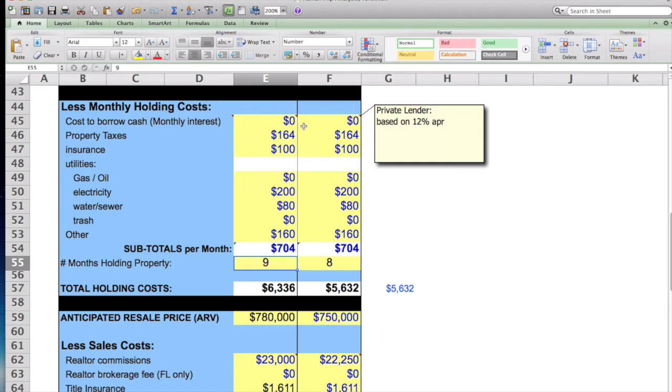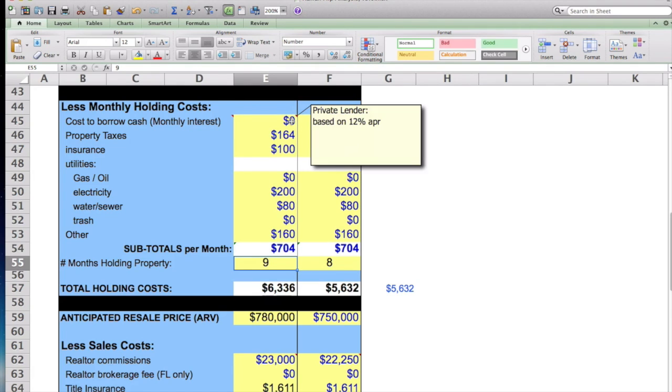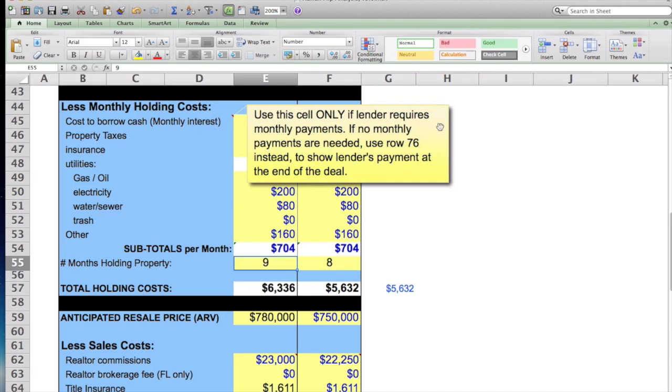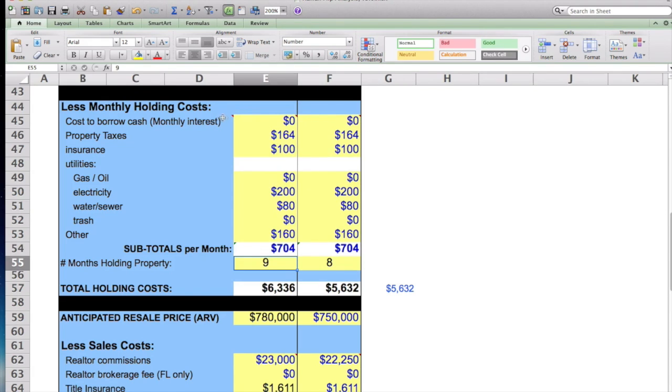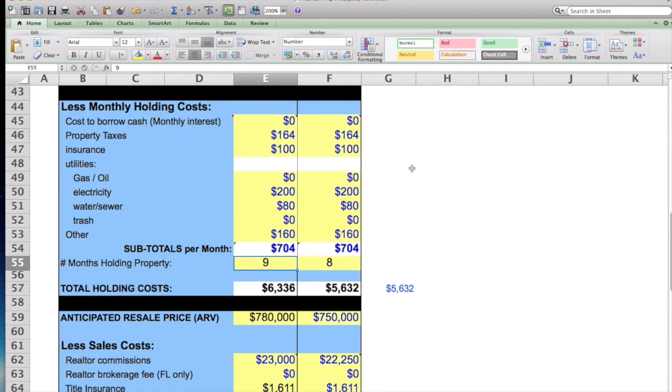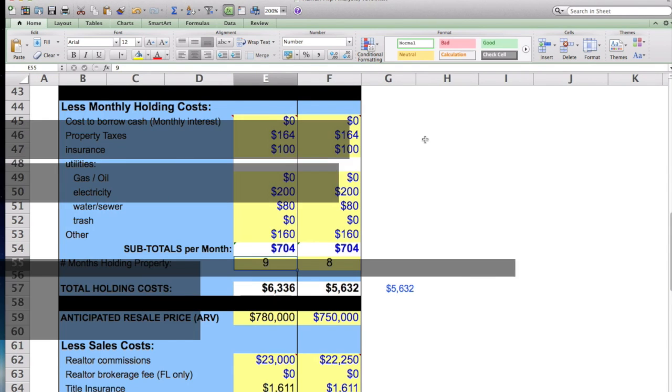Okay, and another thing I want to point out, you'll see this in a few different places throughout, but wherever you see these little red tick marks, that means that there is a little call-out box that will have different notes on here. For instance, in this particular cell, it says cost to borrow cash, monthly interest. Use this cell only if the lender requires monthly payments. If not, then we're going to jump down near the bottom, and we'll pay the lender at the end. So just wherever you see that, it means that there's some kind of explanation. Okay, so I think that effectively covers this section on monthly holding costs.